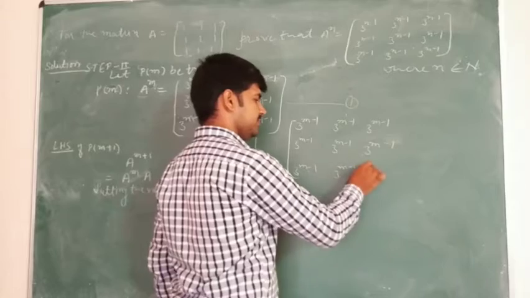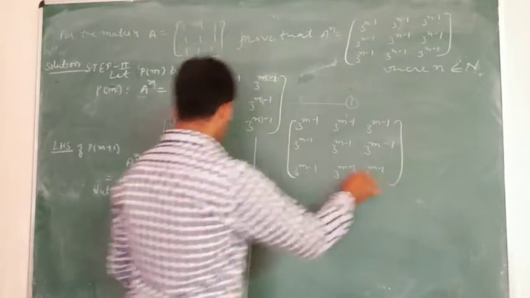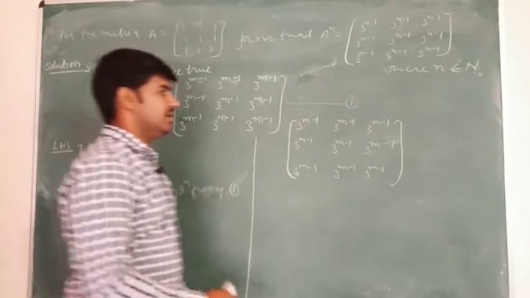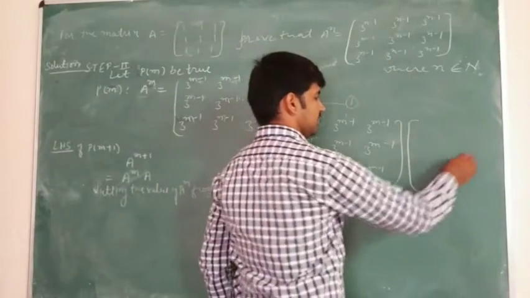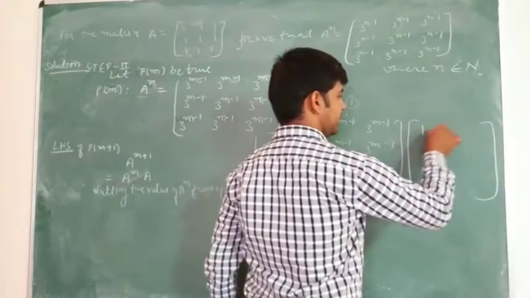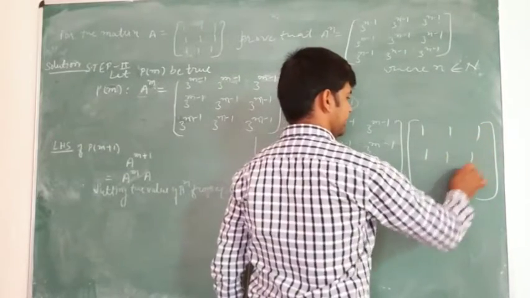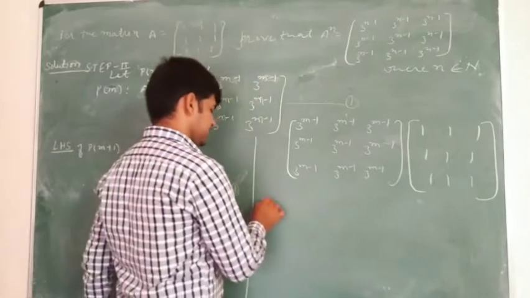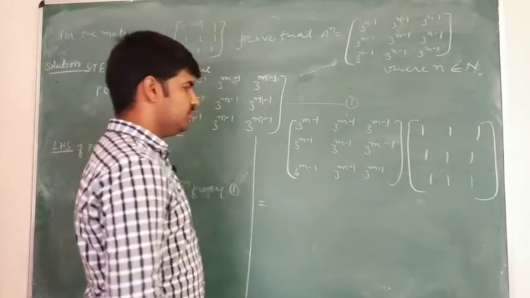3 raised to the power m minus 1 I have put here. This is the value of A raised to the power m, and the value of A we have as a matrix of order 3 by 3, and each of the elements is 1. So that matrix also I have put here. If I multiply both of these matrices, dear students, what do we get?